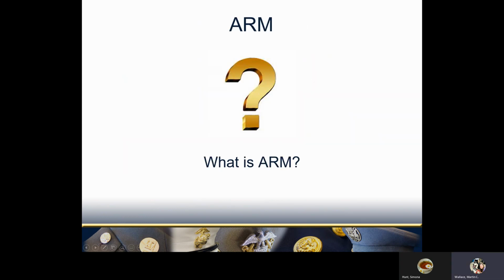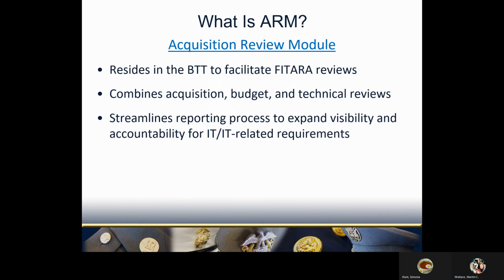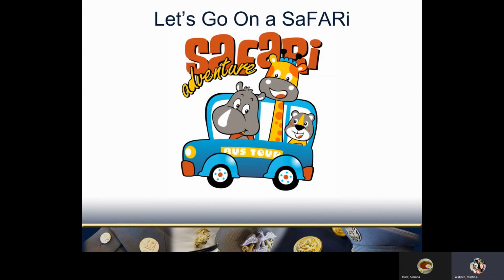What does the acronym ARM stand for? ARM stands for the Acquisition Review Module. This resides within the budget tracking tool application. The ARM is the actual package you populate with your acquisition data for review and approval. So let's go on a Safari and look at the budget tracking tool.